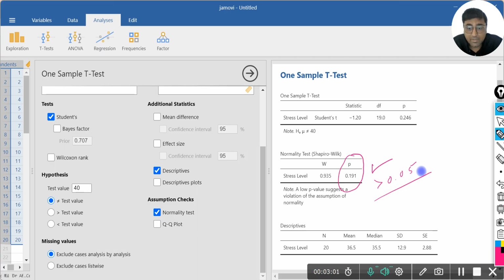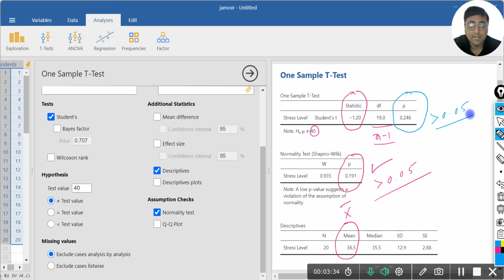Now what is our sample mean? Sample mean is here 36.5, that is x bar. Our mu is 40. See here, mu is 40. What is t statistic? The t statistic is minus 1.20. Degree of freedom is n minus 1, which is 20 minus 1, that is 19. And the associated p-value is greater than 0.05. You can see it is 0.246.